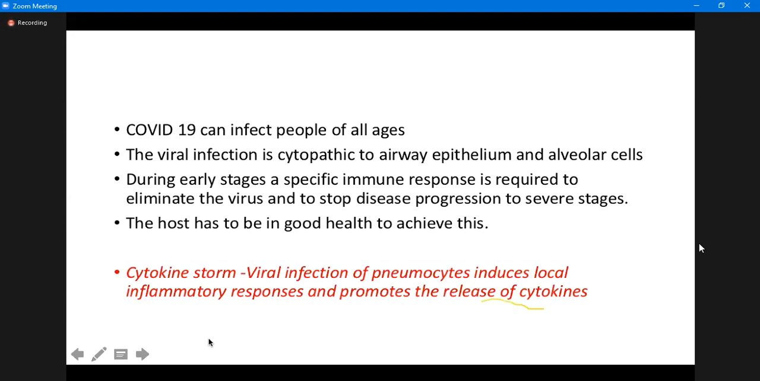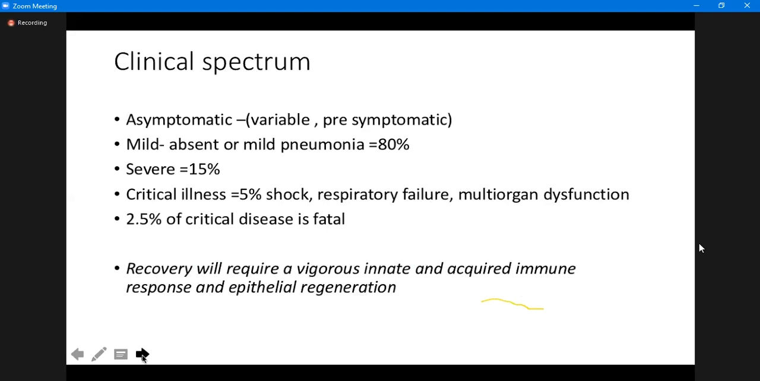So there are 10 risk factors I already mentioned. They actually put the host at risk of having severe disease. So let's look at the clinical spectrum. Everything is in a spectrum. It could be asymptomatic, mild, severe, critical, or fatal.